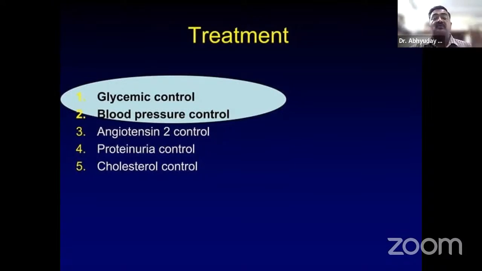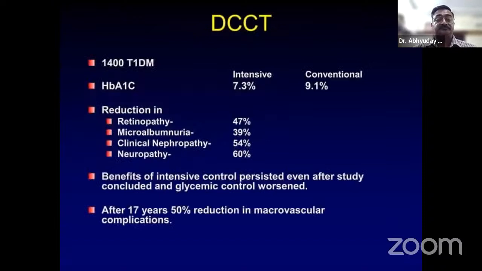So coming to the treatment is very simple. Good glycemic control and blood pressure control from day one. Don't wait for the things to progress, and then at a later stage, definitely they would be helpful, but try to give a good sugar and BP control from the beginning itself, so that a patient doesn't land up in any stage of nephropathy. Then angiotensin 2 control by ARBs, proteinuria control, and cholesterol control.